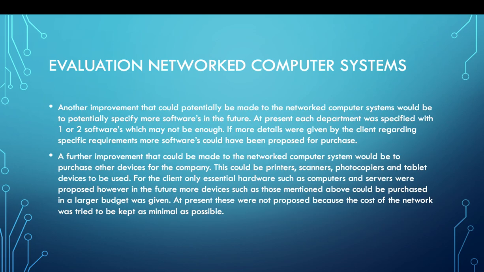Another improvement that could be made would be to specify more softwares. If more information was given in the brief regarding the specific applications required, more softwares could be potentially specified in the future. Another improvement could be to purchase more devices for the company. This includes printers, scanners, photocopiers, and tablets. Right now, only essential hardware was specified, but in the future, more hardware could be specified if a larger budget was given. Right now, all the costs were kept minimal by specifying only hardware which was currently required.